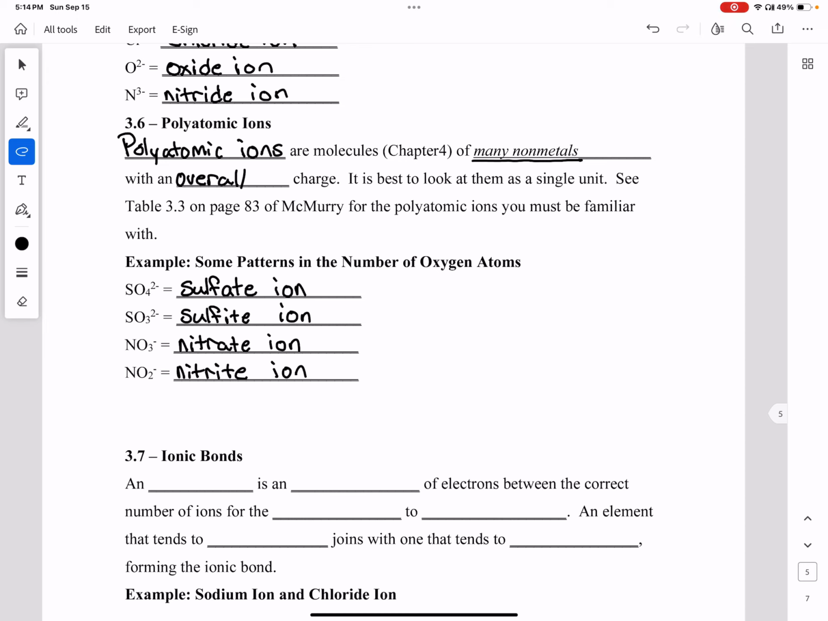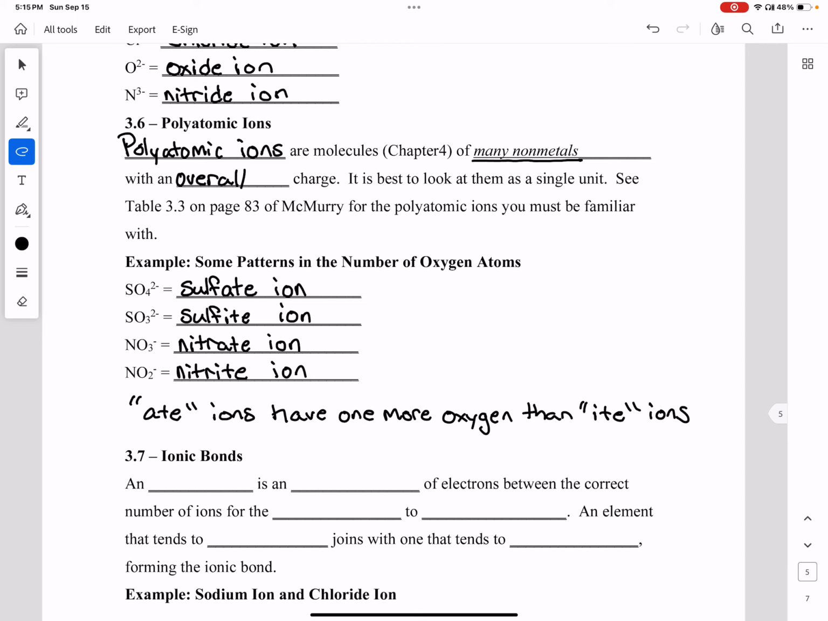But if you look at them together, it's the relative number of oxygens within that family. So in general, -ate ions have one more oxygen than -ite ions. And that's regardless of the actual number of oxygen atoms, it's just the relative number of oxygen atoms to each other.